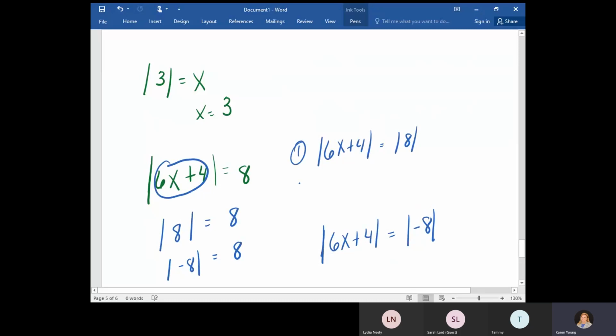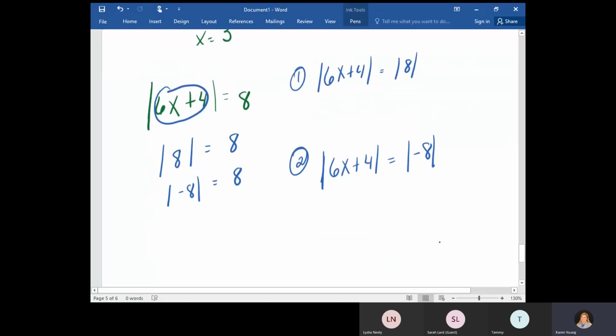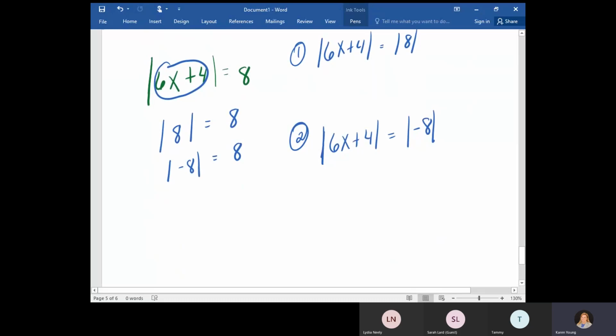I'm going to call this equation 1 and this equation 2, because whatever x is, x is going to be one number that's going to come up with a +8 inside. It's got another number that's going to give me a -8 on the inside. So we're going to try and plug in a number for x to make it equal 8. We're going to solve for it.